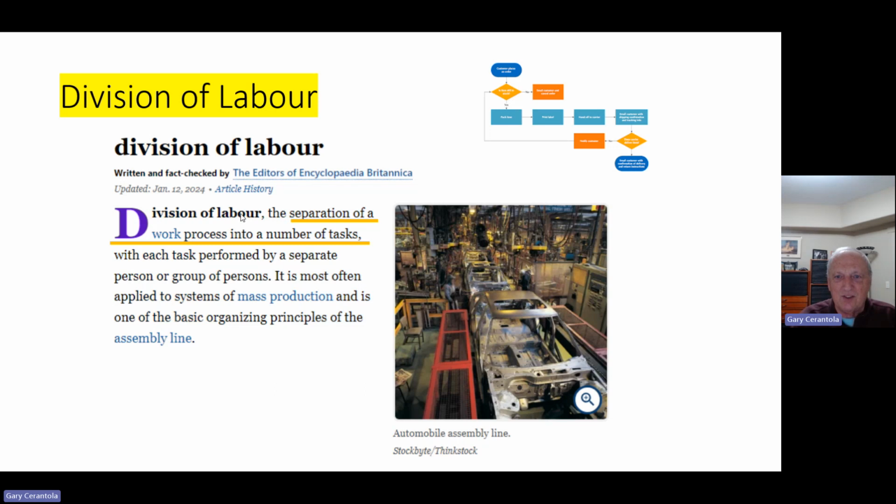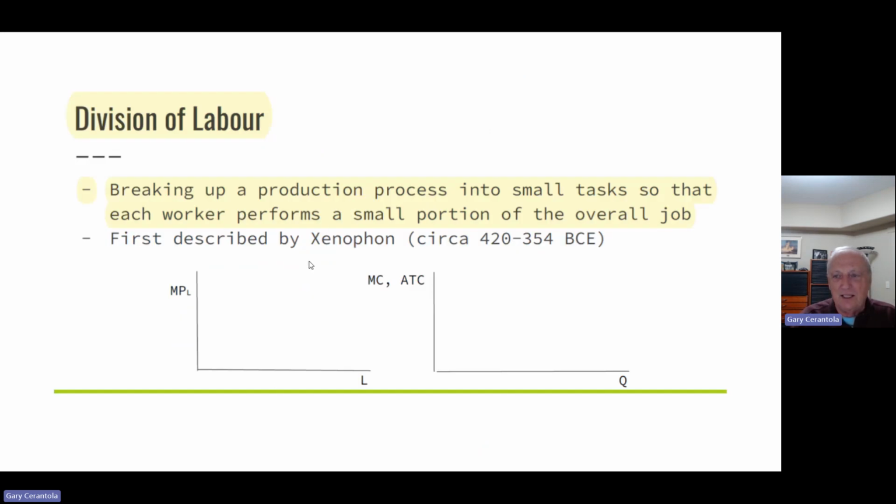And right here is another slide right out of your slide deck in topic 5, understanding the definition: breaking up a production process into small tasks so that each worker performs a small portion of the overall job. This is all part of specialization. It's all part of comparative advantage that makes trading what it is today.